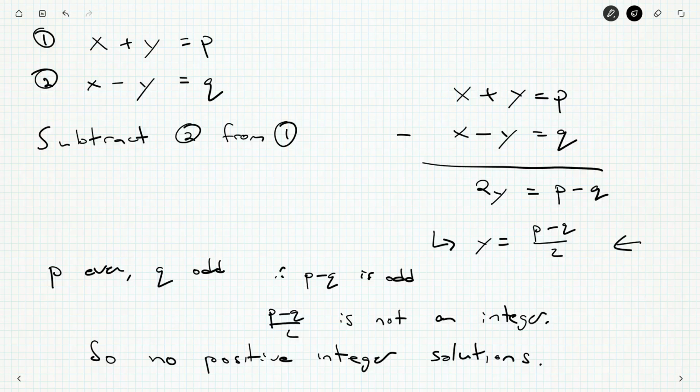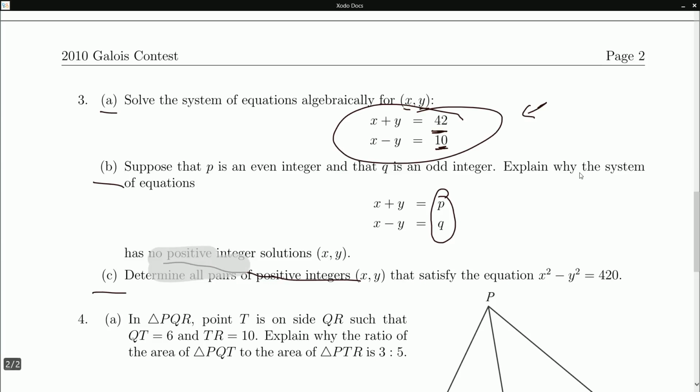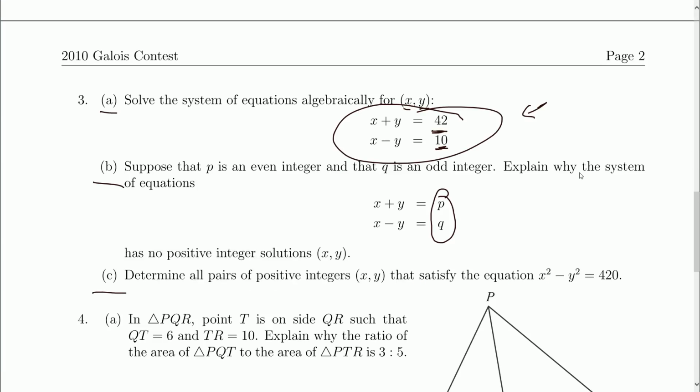You can get x is (p plus q) divided by 2. That is also not an integer. You're only going to get integers if p and q both have the same parity. Either they're both even or they're both odd. So there we go. And now we can try and read C, but somebody drew a line through it.